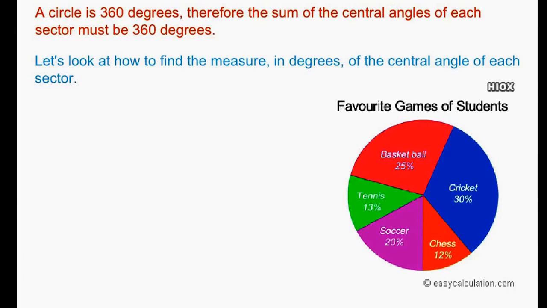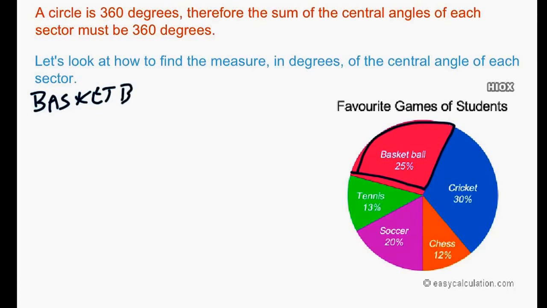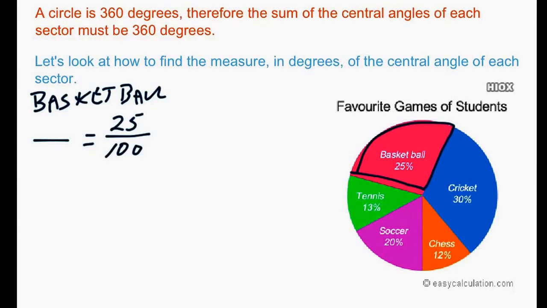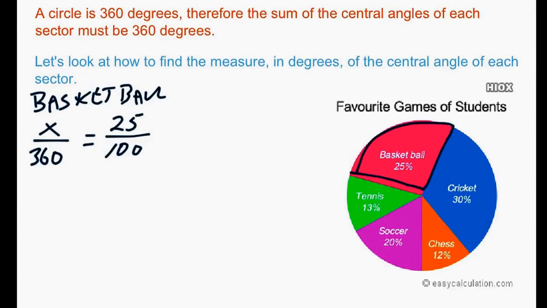Alright, so I'm going to set up a proportion. I'm going to start off with this basketball sector. Alright, basketball, and I'm going to make my proportion. Alright, so I see that basketball is 25%. So I'm going to start off, get that information under 25 over 100. Okay, that's a good place to start. I then need the other side of my proportion. Well, we know that all the way around the circle, like we said, is 360 degrees. So I'm going to put a 360 here. And then this X is going to represent that central angle that we're looking for.